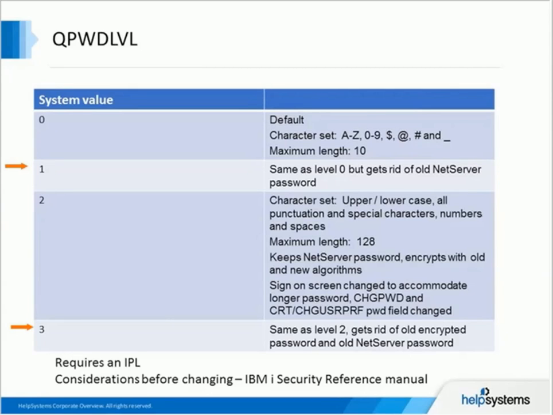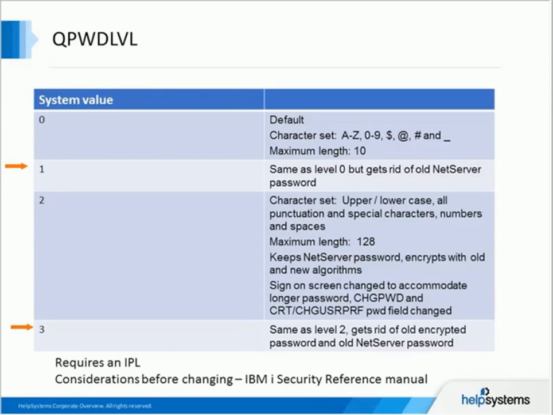The next level up is password level 2. That is kind of a stepping stone to the ultimate, which is really where you want to be, which is level 3. Level 2 introduces that mixed case, and again, all of those special characters and punctuation. The problem with level 2 is that it reintroduces that old weakly encrypted version of the password. And so again, what you ultimately want to get to is 3.